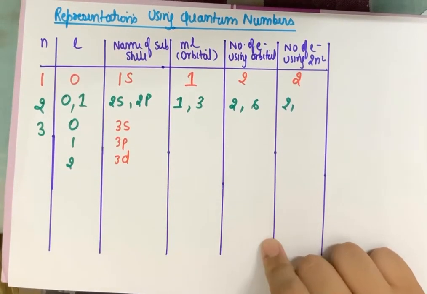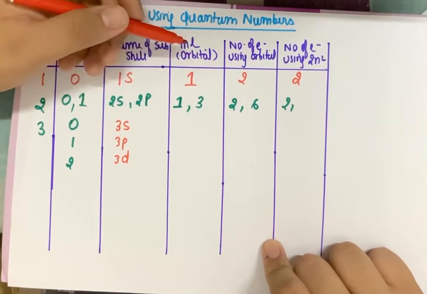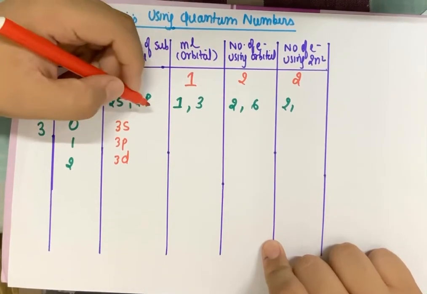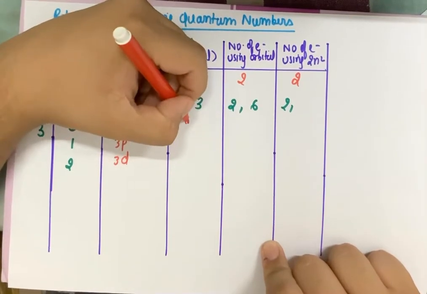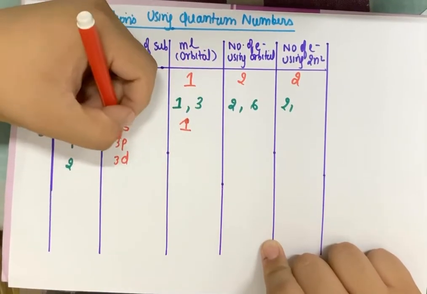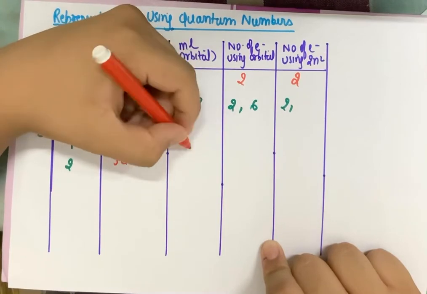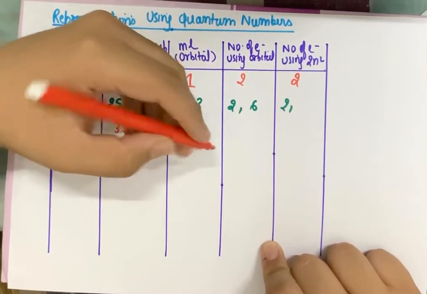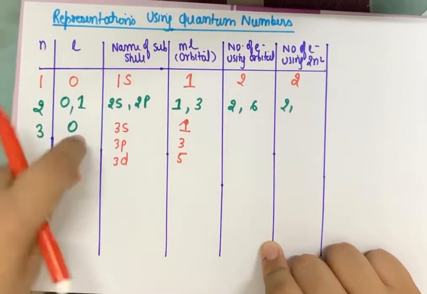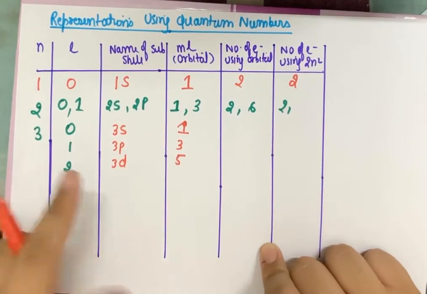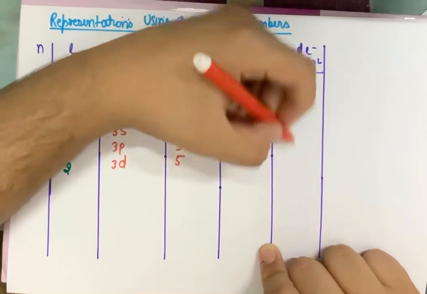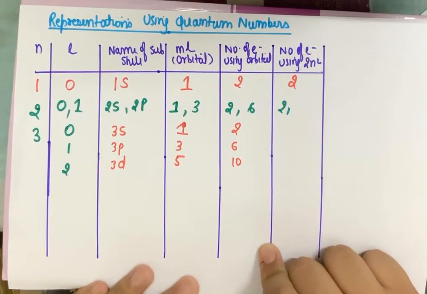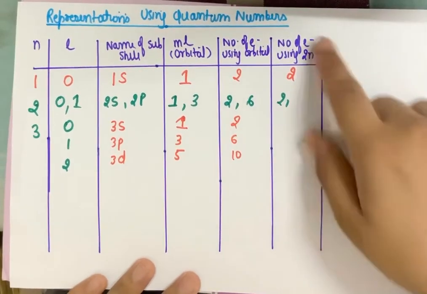Now the ML, which is the magnetic quantum number, the number of orbitals will be 2L plus 1. 2 into 0 plus 1, that is 1 orbital. 2 into 1 plus 1, 3. 2 into 2 plus 1, that is 4 plus 1, 5. Each subshell will have these many orbitals. Multiply by 2 to get the electrons: 2, 6, 10. And this 2n square method will also give you the same answer for the whole shell.